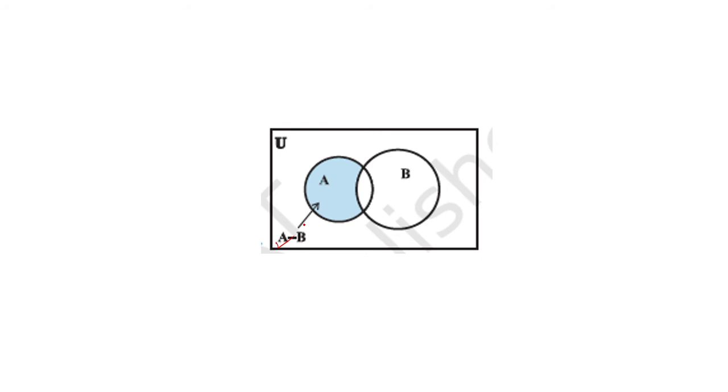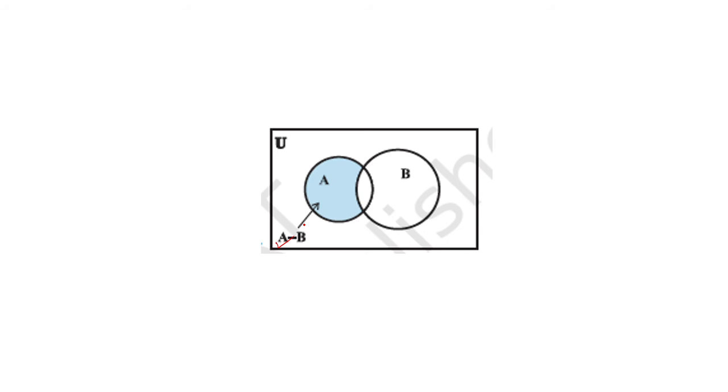Complement of a set. What is complement? Suppose you have a set A. Here it is given as an example: A equal to 1, 3, 5, 7, 9 and U equal to this. So A complement means U minus A, U difference A.